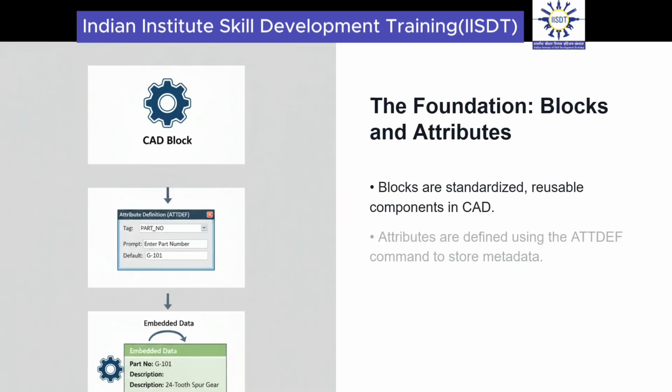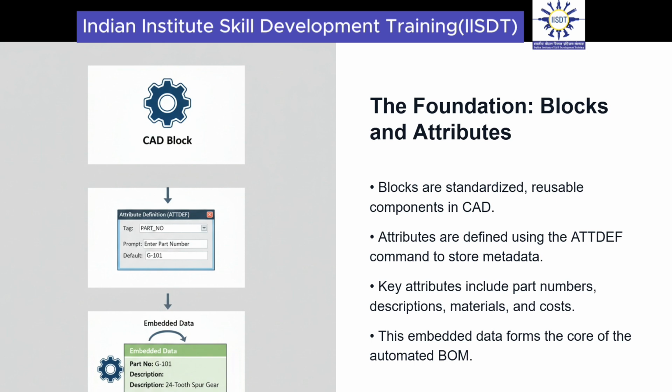Let's build from the ground up by looking at the absolute foundation of an intelligent BOM system: blocks and their attributes. In the world of CAD, a block is a collection of objects, lines, arcs, circles, that are combined to form a single, named object. The true power of a block is that it's a reusable component. Instead of drawing a standard M6 bolt 100 times, you draw it once, define it as a block, and then insert it wherever needed. This ensures consistency and saves an enormous amount of time.